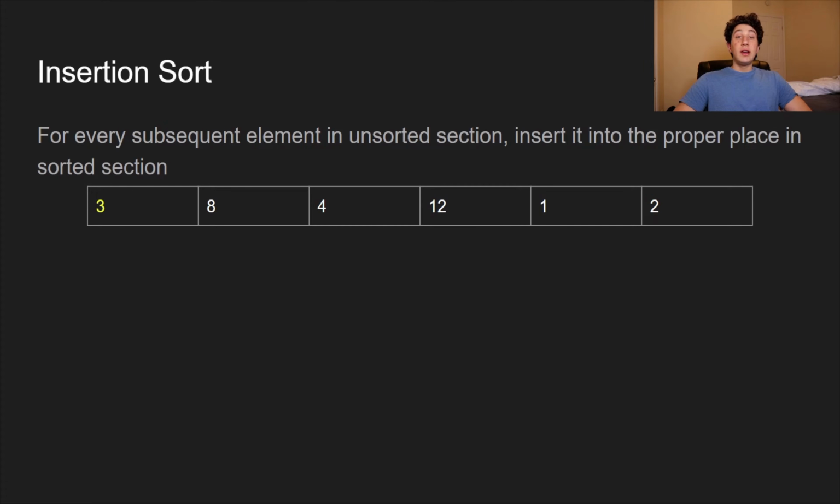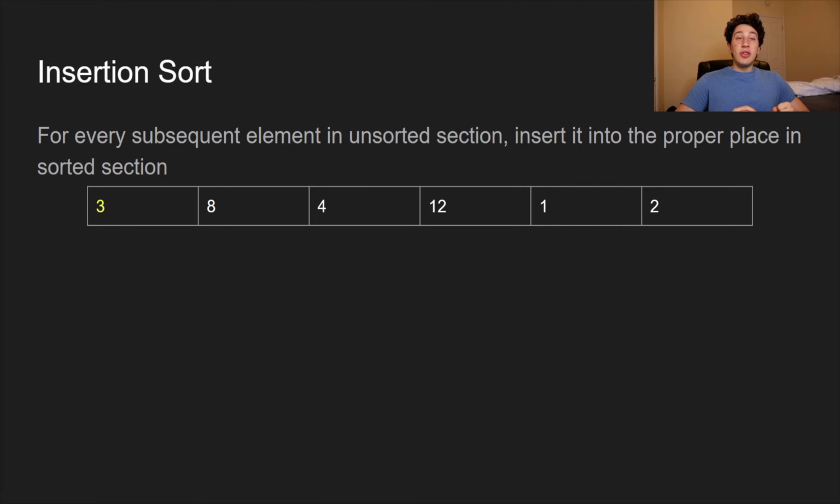Okay. Moving on, we have insertion sort. Insertion sort is definitely pretty similar to selection sort, but the main difference is that, as opposed to appending to the sorted section at the end and finding the minimum in the unsorted section, what we actually do is take the next element in the unsorted section and put it into the right place of the sorted section.